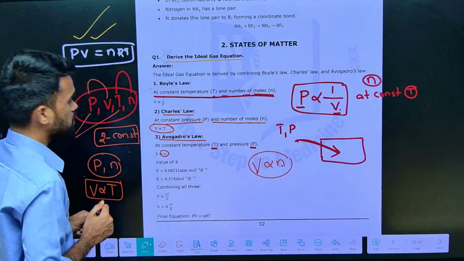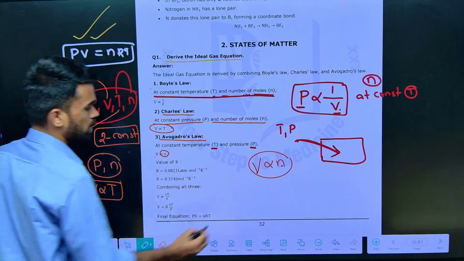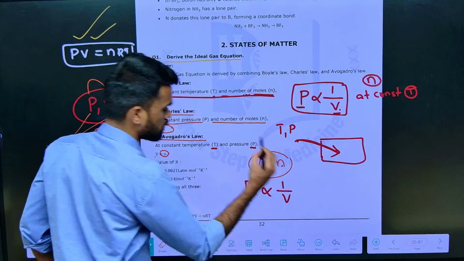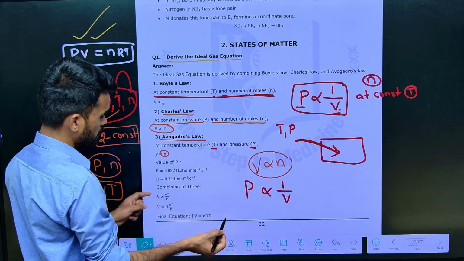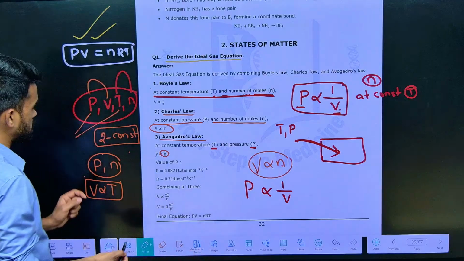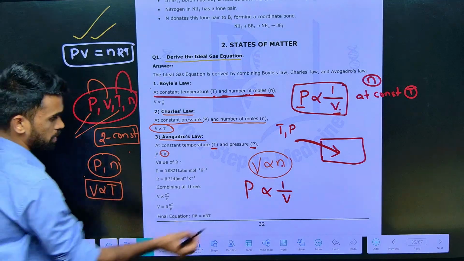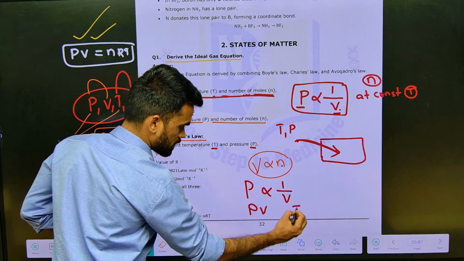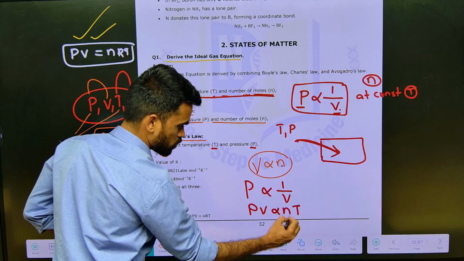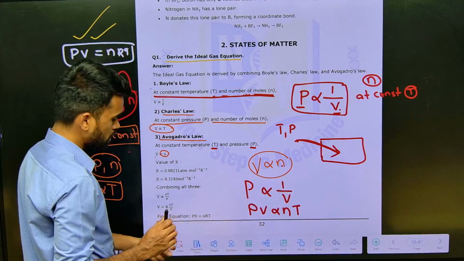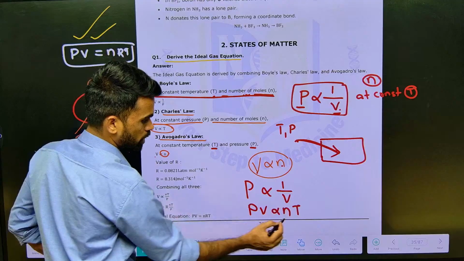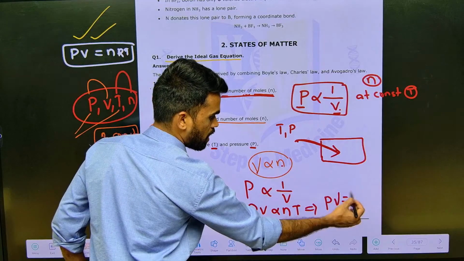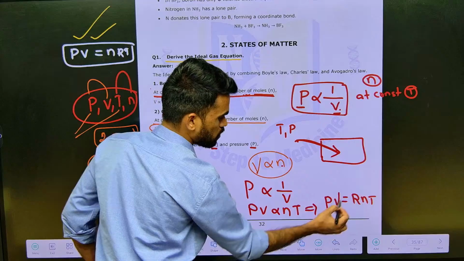Now by combining these three laws, what are we going to get? P is inversely proportional to V, you have seen that. Then V is directly proportional to T, so I am writing PV is directly proportional to T. Amount of substance means you can put N, because V and N are directly proportional. So from this we got PV is directly proportional to NT. If I remove the proportionality and replace it with a constant, let us say R, PV equals nRT.